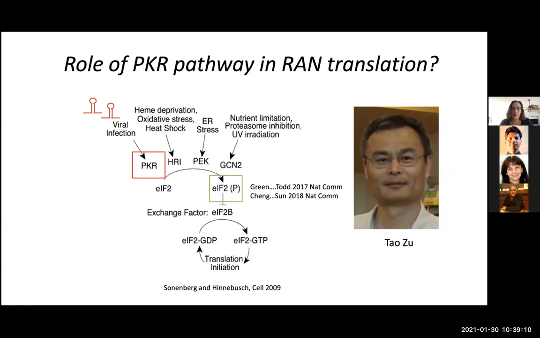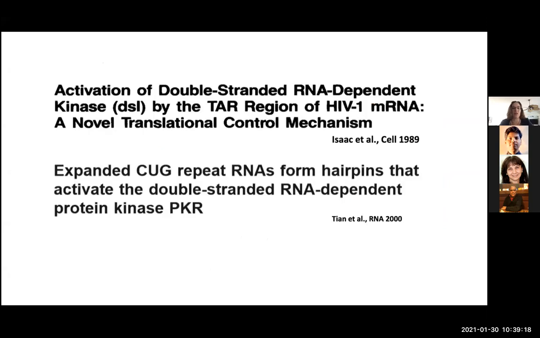And if this pathway is activated, EIF2 alpha is phosphorylated, then you get a decrease in global translation and an increase in RAN translation. And when we started this work, we were, as I said, focused on the double-stranded RNA-dependent kinase.